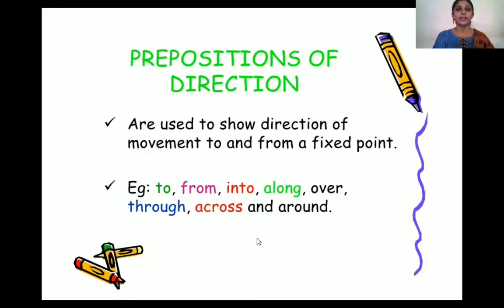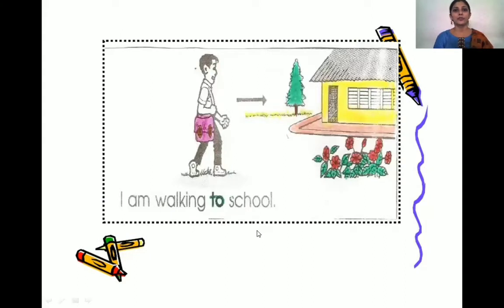Now let us take the examples with the help of the pictures. And here you can see a man, and there is a building, there is a school, and you can see the arrow. The man is moving towards. Towards is also a preposition of direction. So I am walking to school. The man is walking to school. You can replace the word school with any other. The man is walking to the post office. The man is going to home.